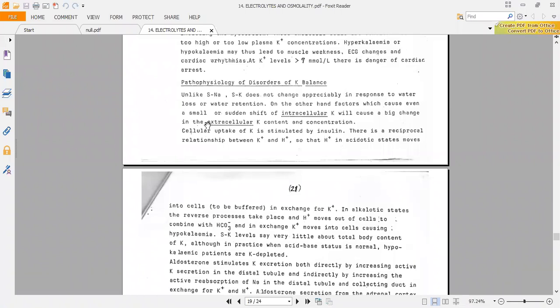Okay, now the third principle I'm going to give you is the effect of aldosterone on potassium levels. If you recall from yesterday, we said that aldosterone leads to reabsorption of sodium at the expense of potassium and hydrogen. So if you have high aldosterone levels, that means that you are going to lose a lot of potassium in your urine.